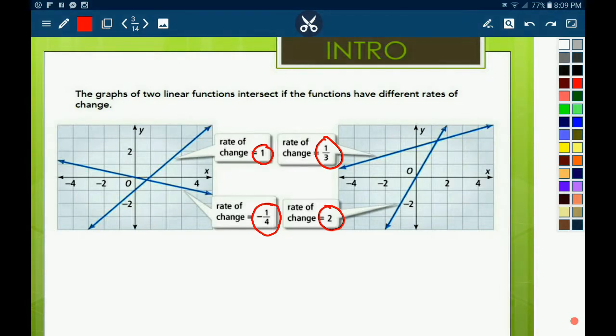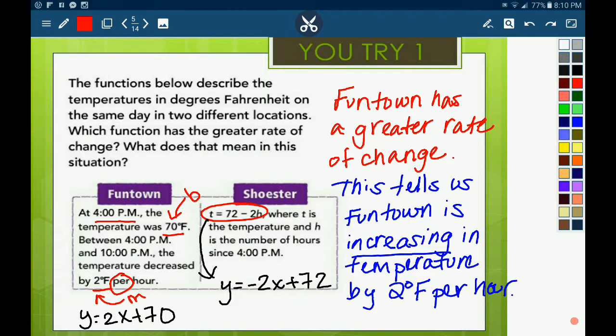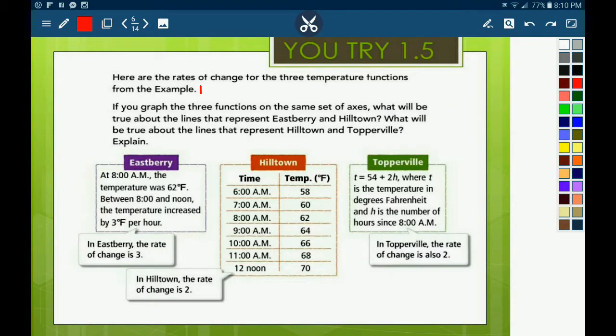It says graphs of 2 linear functions intersect if they have different rates of change. Okay, so really all we need to do is calculate the rates of change for all of those cities, and if they're different, then they will intersect. So I want you guys to tell me what is going to happen with these cities. When it says what will be true for the cities, try to explain to me as much as you possibly can. So tell me which rate of change is going to be bigger, and then also tell me if the 2 lines are going to intersect.